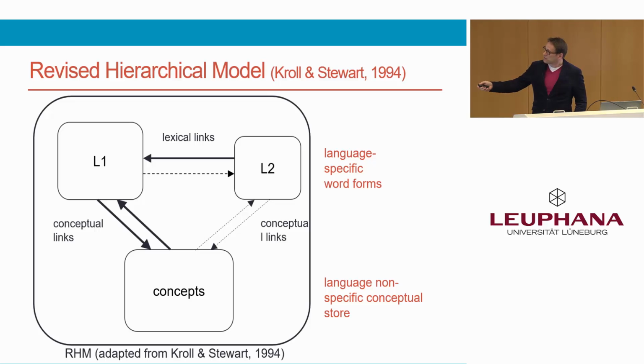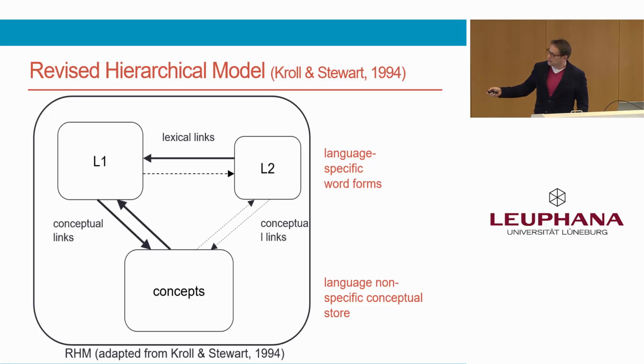Now up here we have the language-specific word forms. As you can see, the L1 store for words is larger than the L2 store. So this would be something that you'd expect in learners, right? You usually know fewer words in your L2 than in your L1. And for beginning learners, you'd have a strong link between the L2 word and the L1 word, okay?